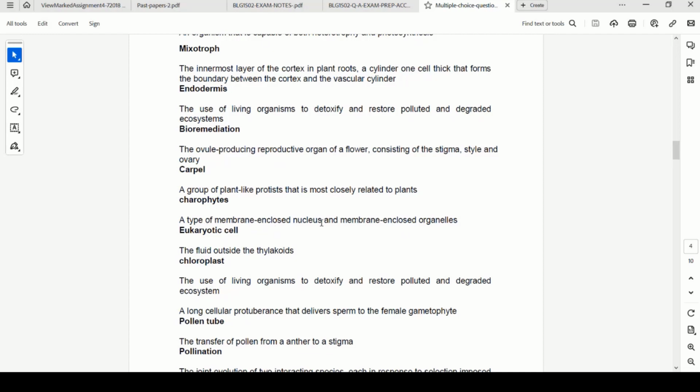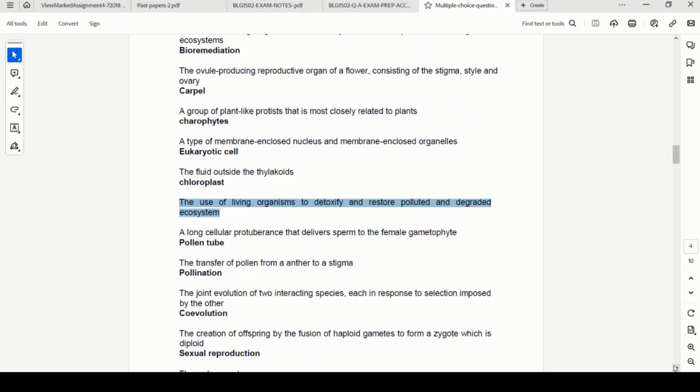A cell with a membrane-enclosed nucleus and membrane-enclosed organelles will be a eukaryotic cell. The fluid outside the thylakoids is the stroma of a chloroplast. The use of living organisms to detoxify and restore polluted and degraded ecosystems, what would that be? Then a long cellular protuberance that delivers the sperm to the female gametophyte will be a pollen tube. The transfer of pollen from anther to stigma will be pollination. The joint evolution of two interacting species, each in response to selection imposed by the other, will be co-evolution.